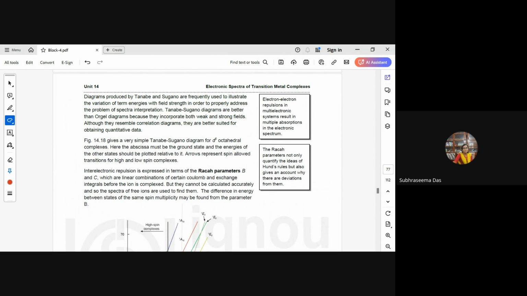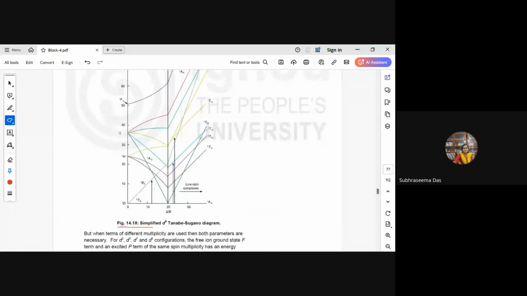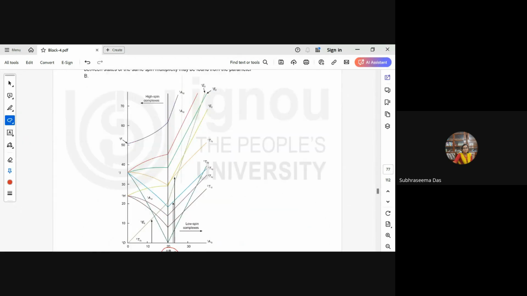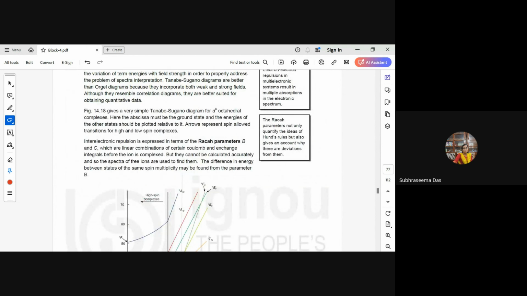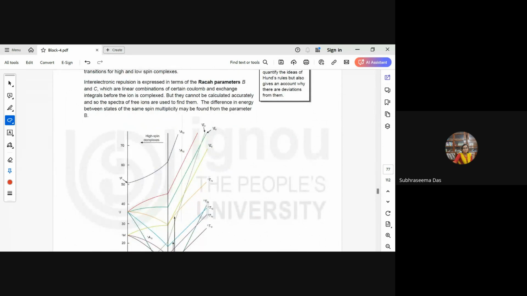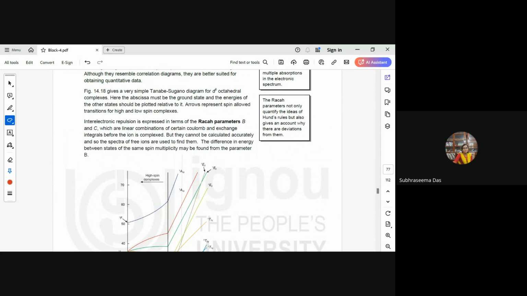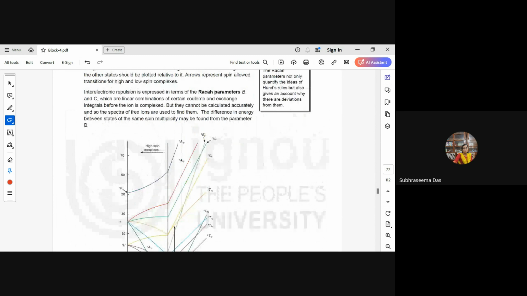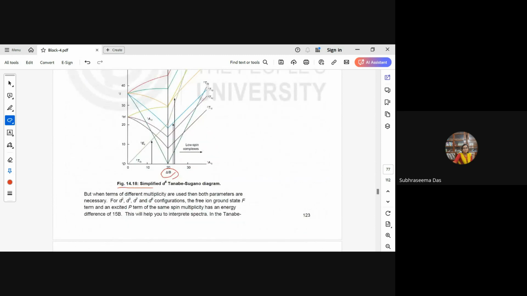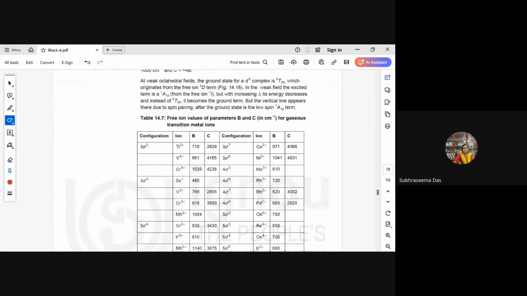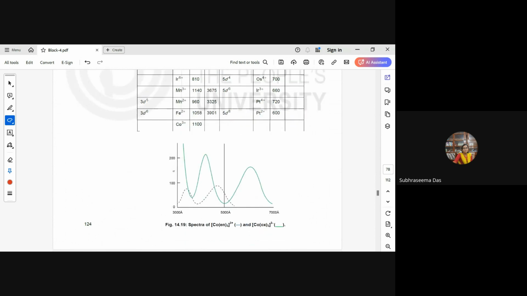The abscissa, the x-axis, represents the ground state, and the arrows here particularly represent the spin allowed transitions. Now interelectronic repulsion is expressed in terms of the Racah parameters B and C. So this is how we represent the simplified Tanabe-Sugano diagram. The free ion values of the parameters for different gaseous transition metals have been shown here.